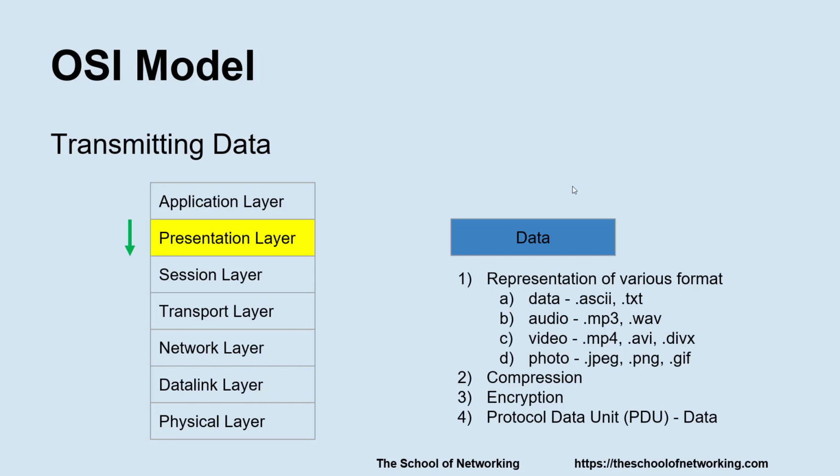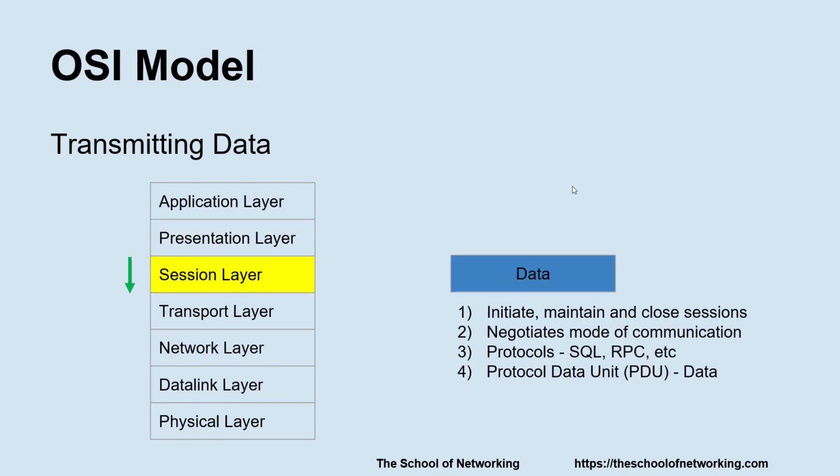Then at layer 5 we have the session layer. At the session layer we initiate, maintain and close the session. With that, we negotiate the modes of communication, how the communication is going to happen between two nodes. The protocols that work at this layer are SQL, remote procedure call, etc. The protocol data unit at the session layer is data.